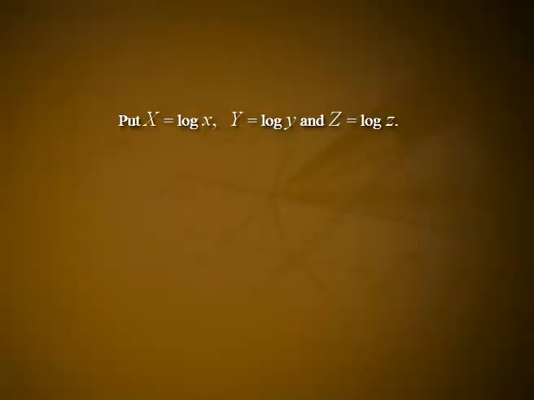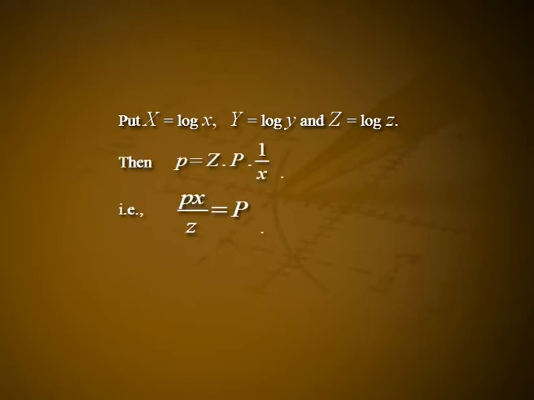Example, solve the equation pq x y is equal to z square. Solution. The given equation can be written as p into x divided by z into q into y divided by z is equal to 1. Put capital X is equal to log x, capital Y is equal to log y and capital Z is equal to log z. Then p is equal to z into capital P into 1 by x, that is px by z is equal to capital P. Similarly, qy divided by z is equal to capital Q.